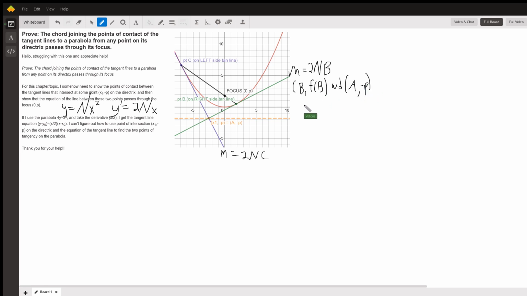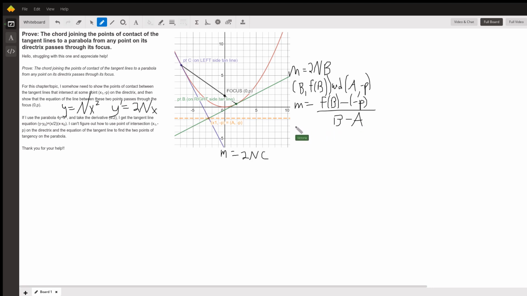And so that has a slope of y2 minus y1, and that's divided by x2 minus x1.